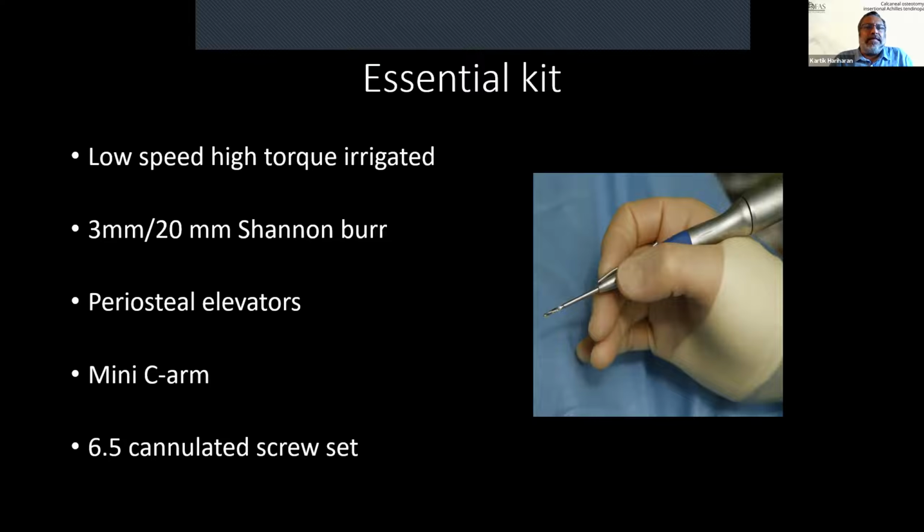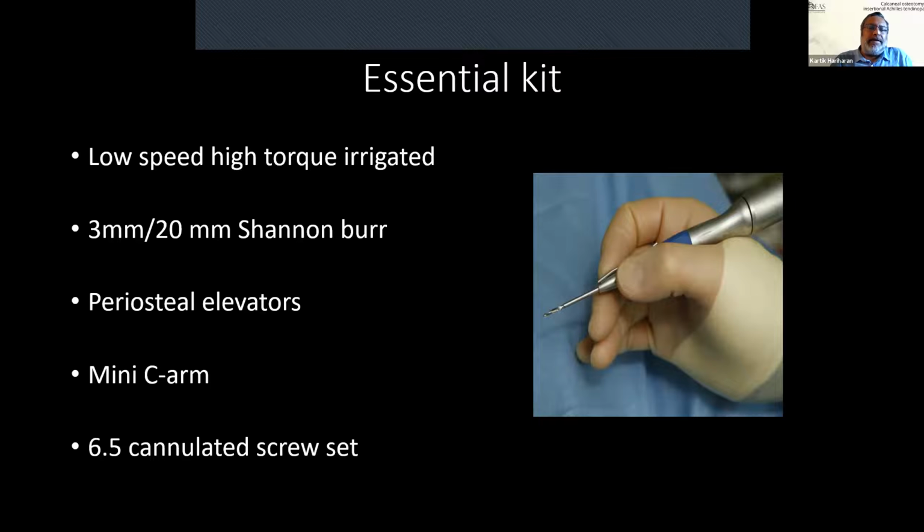Perhaps the most important is the use of a low-speed, high-torque, well-irrigated 3x20 Shannon burr. The 3 millimeter is the diameter of the burr, and the 20 millimeter is the cutting length of the distal end of the burr.